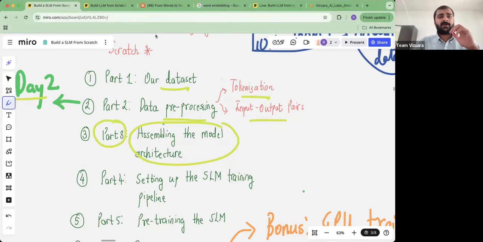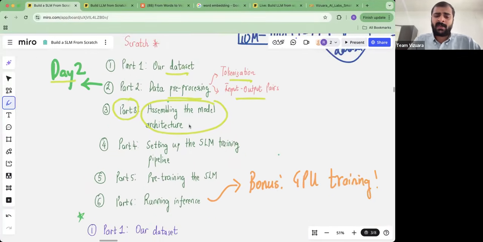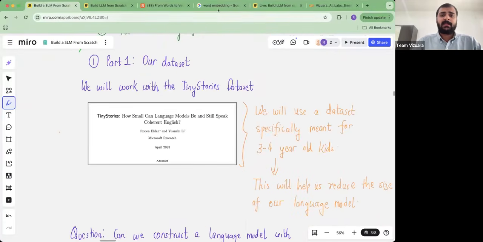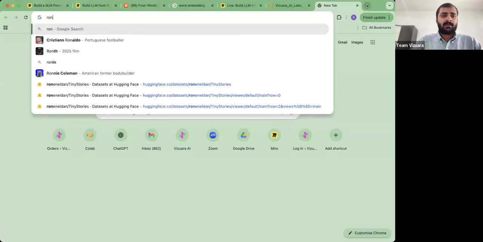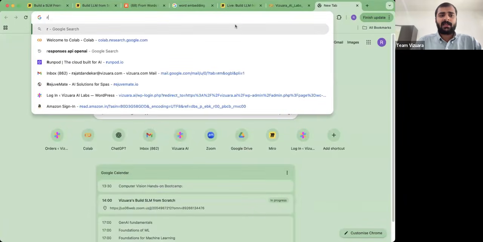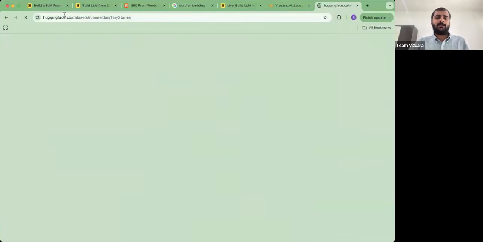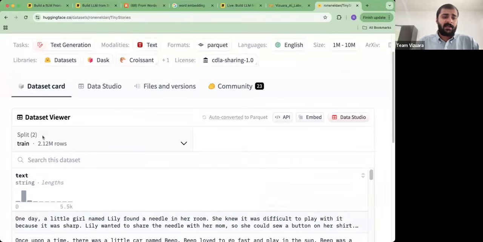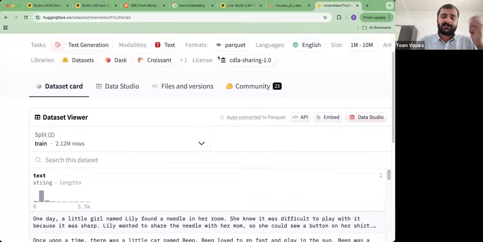I plan to keep this lecture very intuitive and mathematical, and towards the end we'll also go through the code file. Before we get started, let me give you a quick recap of what we have seen so far. We started with the TinyStories dataset, which looks something like this. This is the Hugging Face website from which we downloaded it. It's a dataset of 2 million stories.